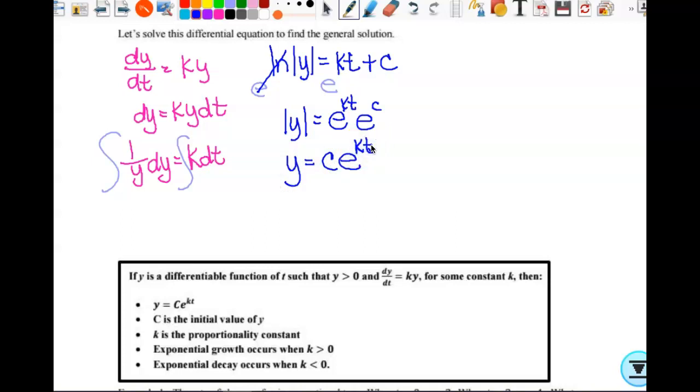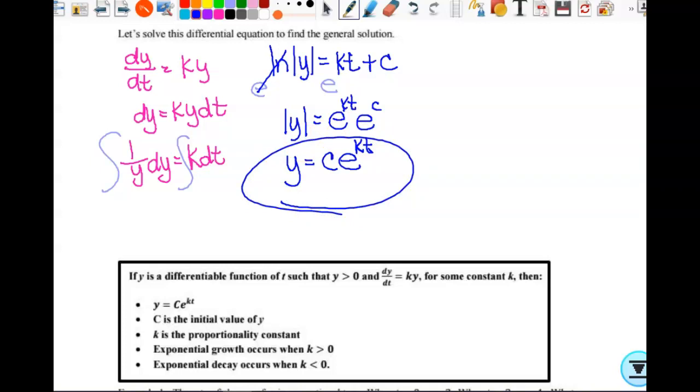Now, yesterday, Miss Bruce left it as e to the c, which is fine. Sometimes she changes it to c sub 1. Sometimes she changes it to k. All of those are fine. There are different ways you could see it. But leaving it as c is perfectly fine also, and maybe that's the simplest thing to do. But if you use something else, it's fine. You can't change it to k here like she did yesterday because there's already a k there. That doesn't work that way, right? But we've solved for y. This is our general solution. Okay?